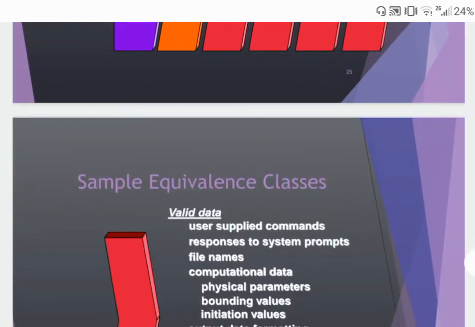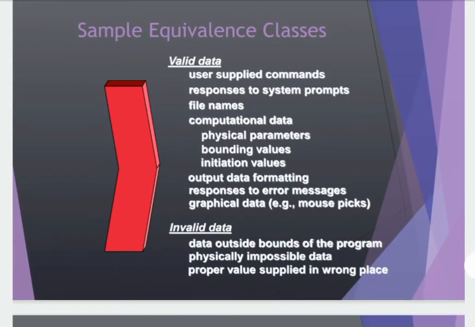Now the next one is sample equivalence classes: valid data, user supplied commands, responses to system prompts, file names, computational data, physical parameters, bounding values and initiation values, output data formatting, responses to error messages, graphical data such as mouse picks. Invalid data are data outside the boundaries of the program.